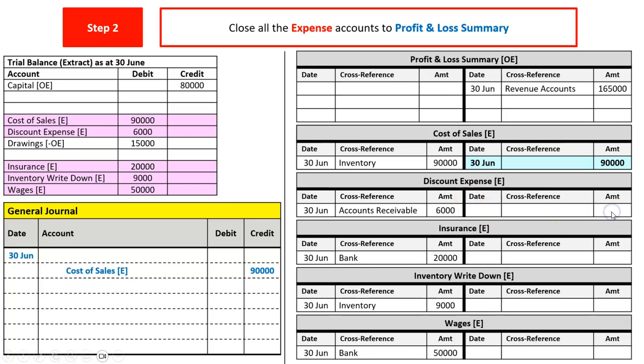Discount expense, I'm going to shut that down with a credit there. Insurance, I'm going to shut that down with a credit there. Inventory write-down gets shut down with a credit there. And that leaves wages, shut down with a credit there. I've left the referencing blank, that's just the way I do it, but you can do the referencing immediately if you wish. But I just leave it blank.